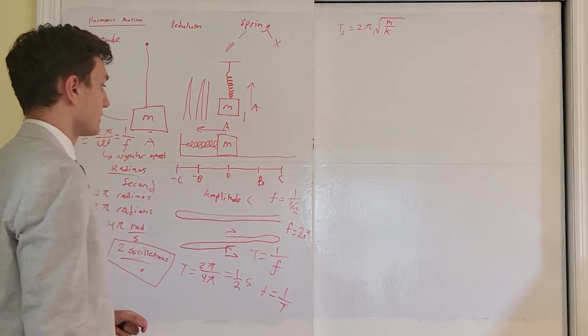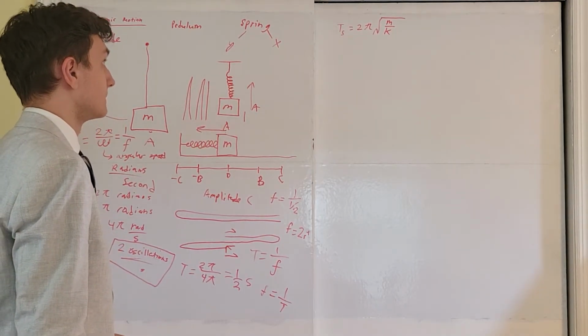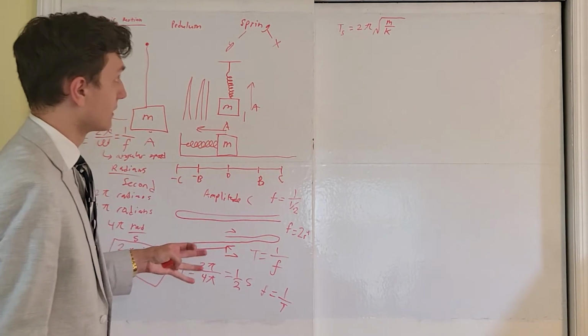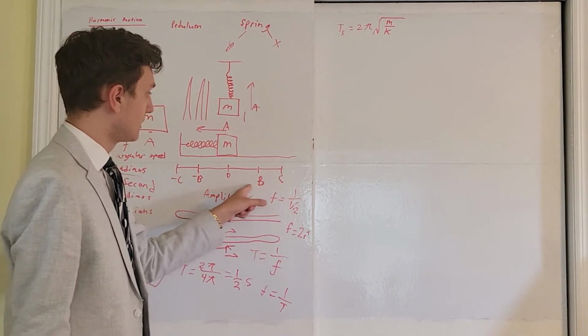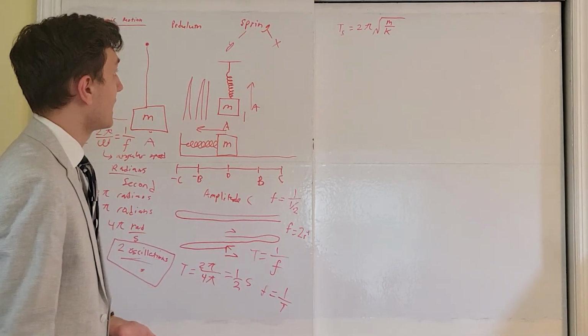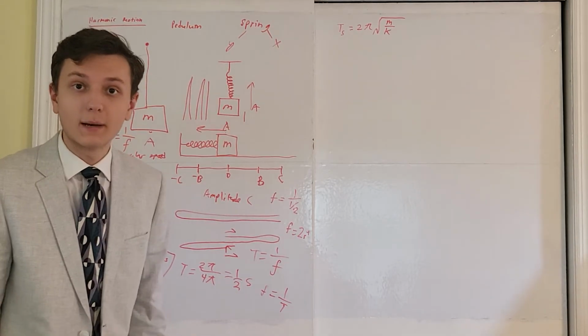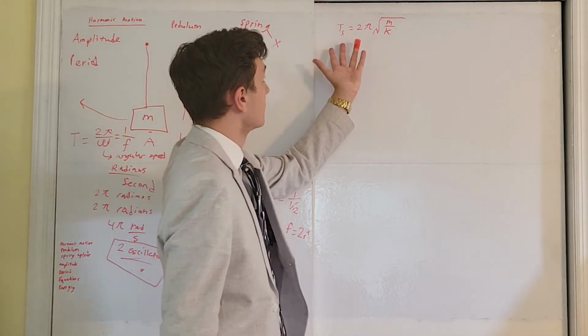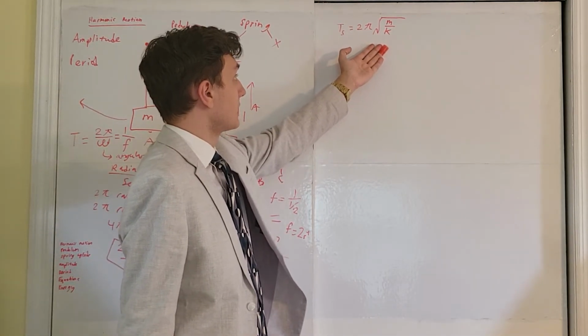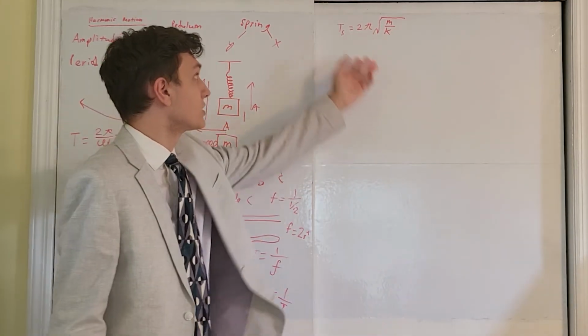Okay, so let me ask you guys something. If I were to double the amplitude, if I were to double the distance that I extend it before I release it, what would happen to the period? Nothing would happen to the period. Why? Because amplitude is nowhere to be found in my equation. If amplitude is nowhere to be found in my equation, then if I change amplitude, I change nothing.